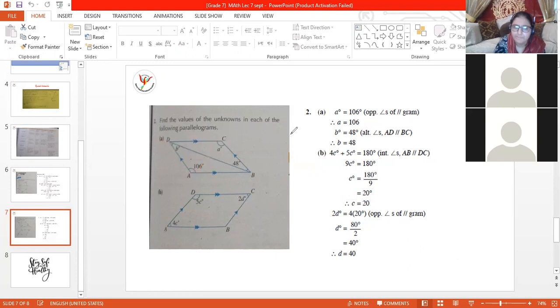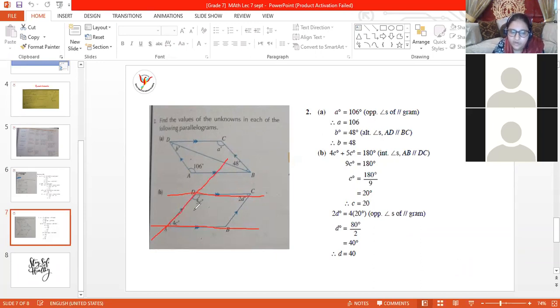Question number 2, part B. ABCD, there is no diagonal bisecting the points, but we have a concept that opposite angles are equal. First of all, this is the concept. And the second one, you can see these are the two parallel lines. This is the transversal which is cutting.